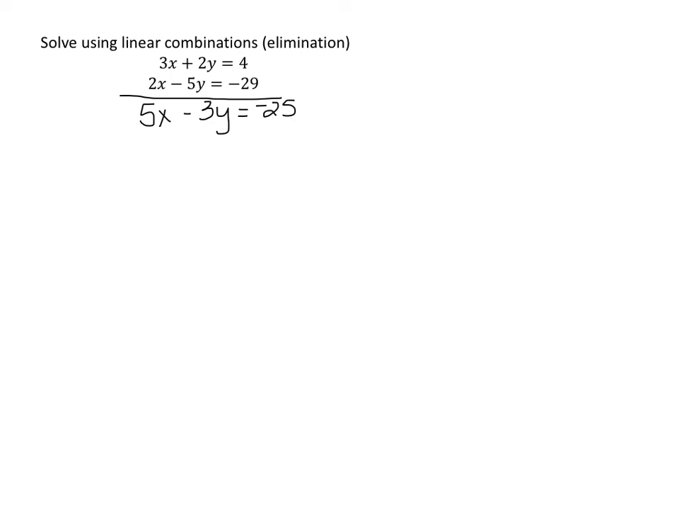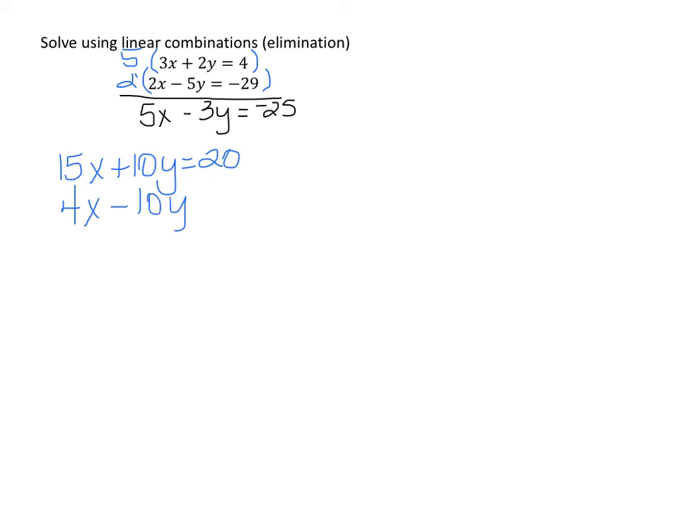There are many ways to solve this. I am going to choose to eliminate my y's, and the reason is because one of them's positive, one of them's negative. You could very easily eliminate the x's as well. It's really a personal preference. What I will do is I will multiply the first equation by 5, and I will multiply the second equation by 2. When I do that, I get 15x plus 10y is equal to 20. 4x minus 10y is equal to -58.